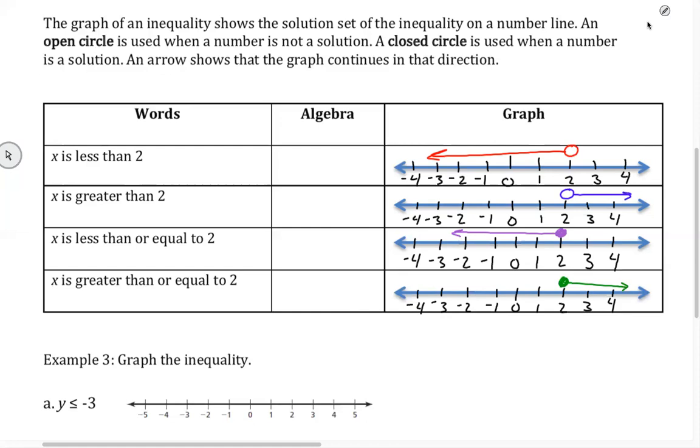Well, you're going to have two things that you're comparing here. You're going to have x, and you're going to have the number that your circle's at, 2. And then you're going to look at two things. One, what type of circle do you have?